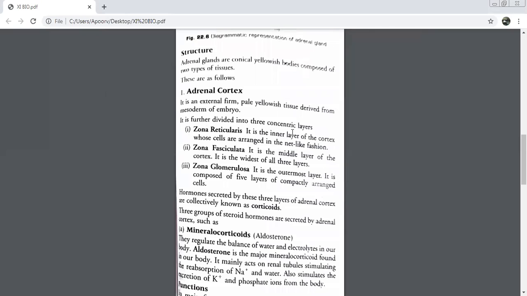The adrenal cortex is again divided into three concentric layers. You know what concentric circles are? Concentric means within each other, with the same center but different radii. So we are talking about three concentric layers. The first layer is called zona reticularis. Please pronounce it. Zona reticularis.